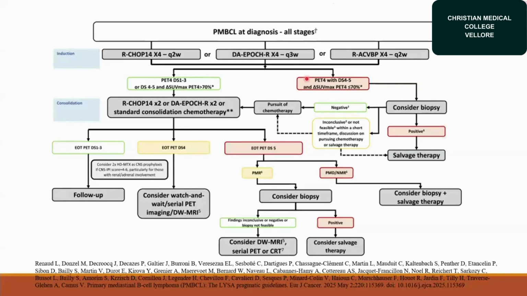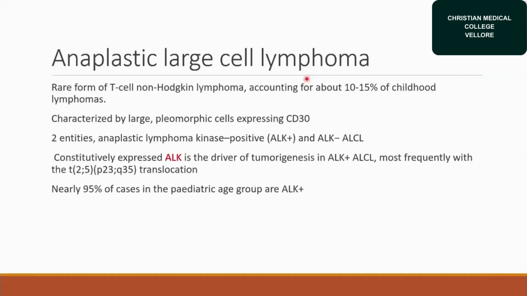If at the end of 6 cycles there is still residual disease, we need to do a biopsy, because remember the diagram that we saw earlier, it could have been any of the other malignancies which we had maybe not picked up due to inadequate sampling. Thoracic masses are difficult to sample, so we need to re-establish the diagnosis by repeating a biopsy and then go on to salvage therapy. The last diagnosis that we'll be discussing today would be anaplastic large cell lymphoma.